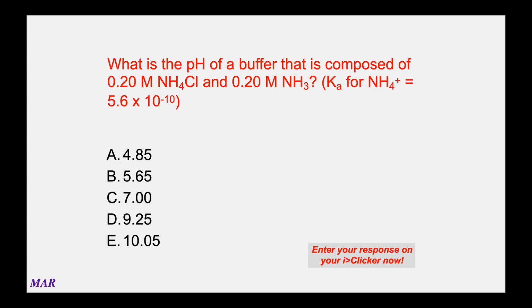So I recommend that you pause the video, work on this a little bit, and when you're ready to talk about the answer, you can unpause the video. Pause the video now.